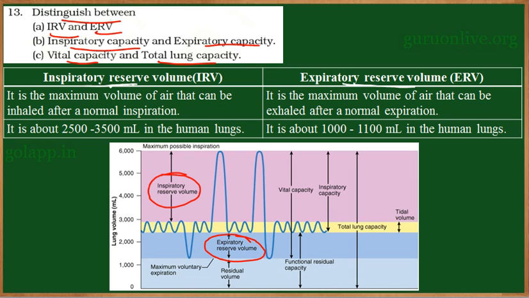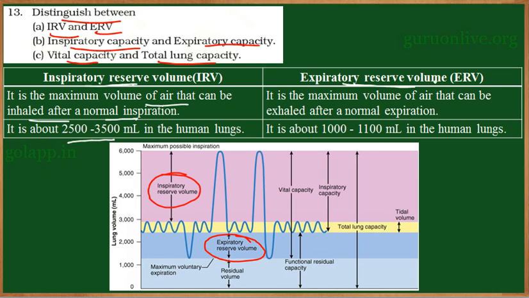So first one is inspiratory reserve volume. It is the maximum volume of air that can be inhaled after normal inspiration. So after normal breathing, normal intake, the maximum amount of air which is taken inside the lungs is called inspiratory reserve volume, and this will be around 2500 to 3500 ml.